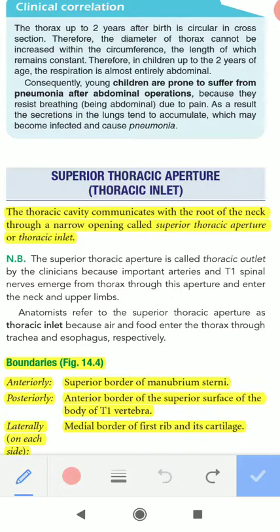Anteriorly there will be the superior border of the manubrium sterni. Posteriorly there is the superior surface of the thoracic 1 vertebra, and laterally the medial border of the first rib with its costal cartilage. Now let's see.